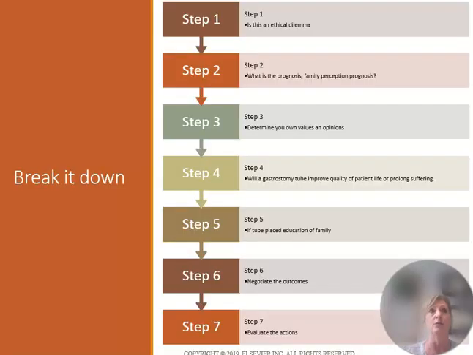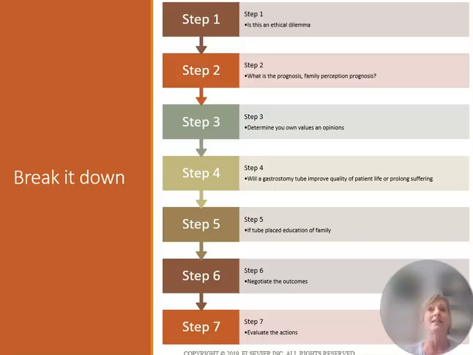Okay, so let's look at it. We're going to break it down in our 7 steps. Is this an ethical dilemma? What is the prognosis, and what is the family's perception of the prognosis? We find a lot of things here that families don't understand. So we know the prognosis for the patient is grave, but the family might not understand that.